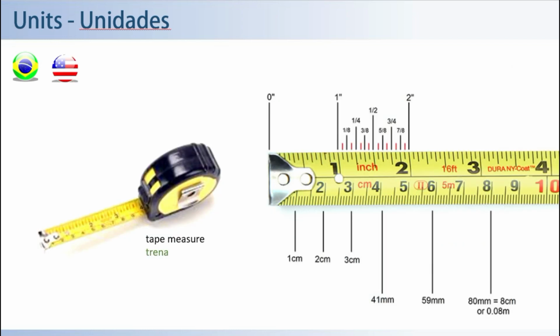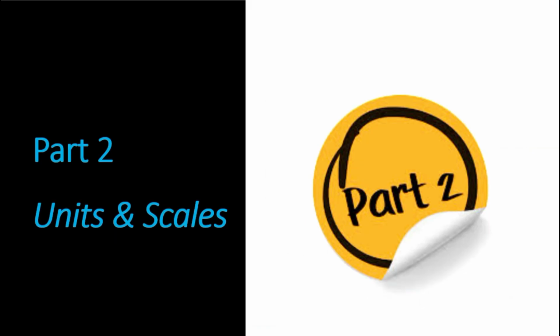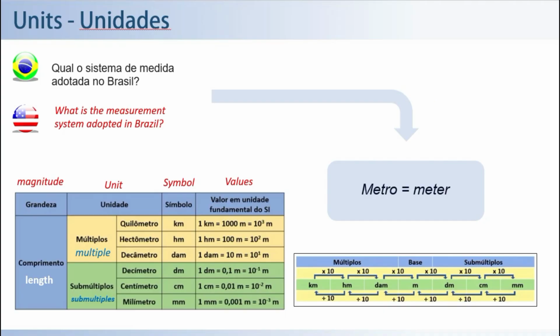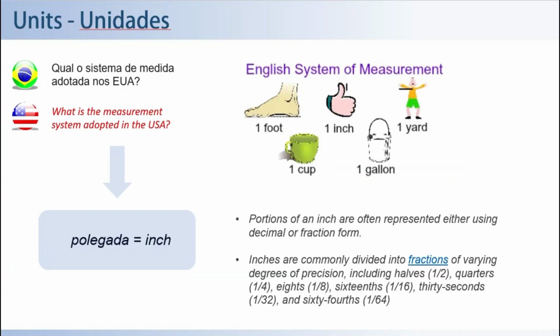In the USA, we use a lot of units too, but we use, for example, yard, inches, foot, yard, and they use these English systems more than they use meters and centimeters, for example.